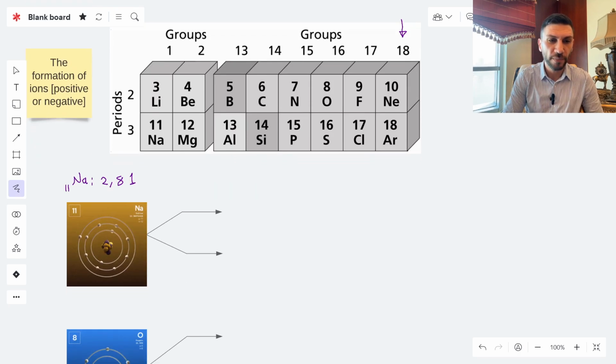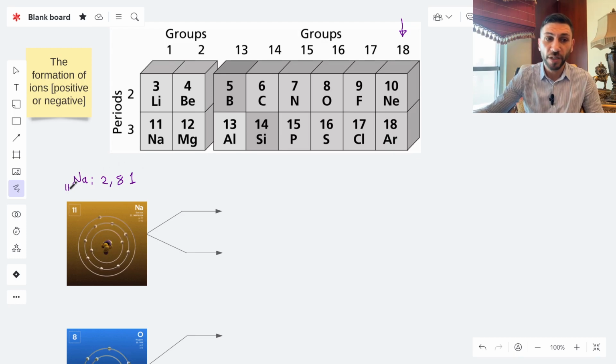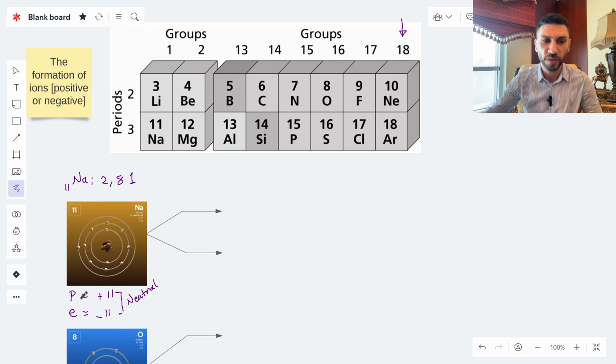Now we need to check. The atomic number is 11. That means the number of protons equals 11 protons. And we know that the protons are positive, so the charge is positive 11. And also the number of electrons equals 11, and the charge of the electron is negative. That's why the sodium atom is neutral. It doesn't have any charge on it. And it's called a sodium atom because the number of protons equals the number of electrons.